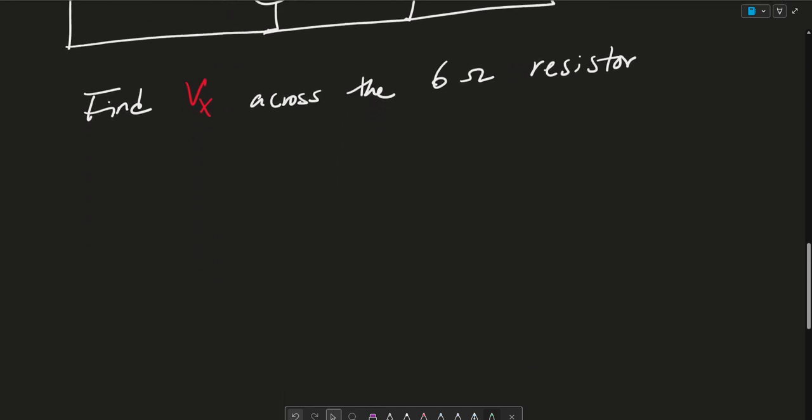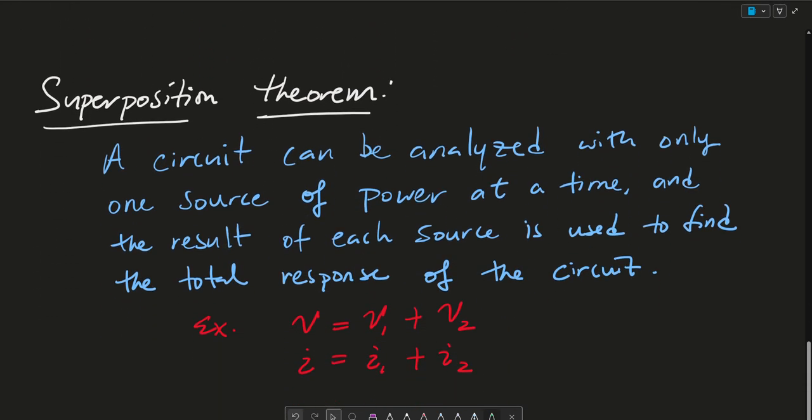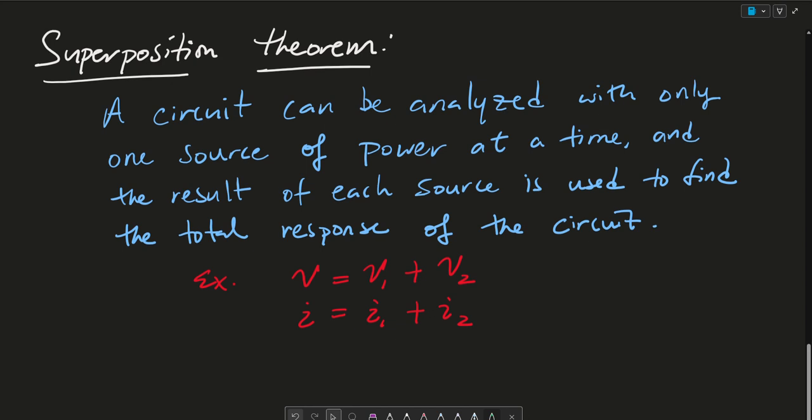So let's dive into first the superposition theorem. It says that a circuit can be analyzed with only one source of power at a time, and the result of each source is used to find the total response of the circuit.